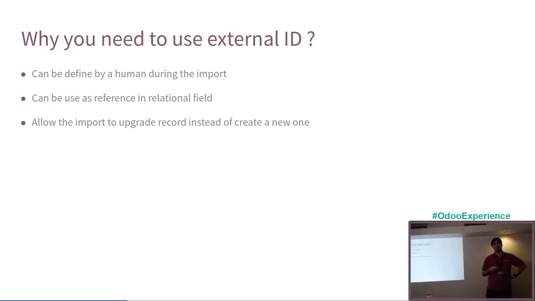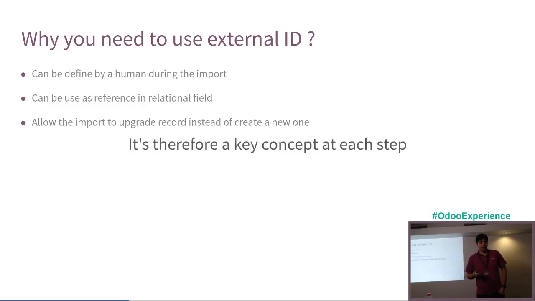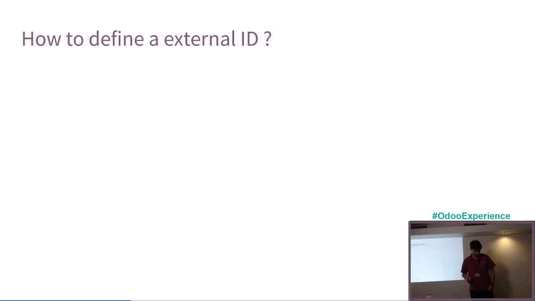And if you import a record and it has an external ID, Odoo will recognize that it should update the record instead of creating a new one. So it means if you import the same file two times, instead of duplicating all your data, you will just update your data. OK? It's therefore a key concept at each step.